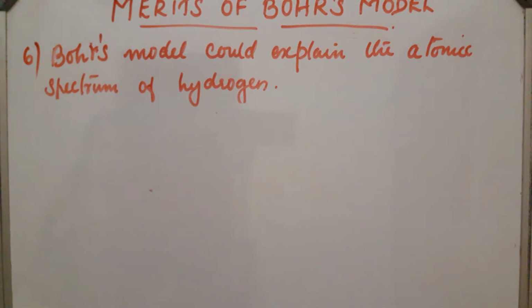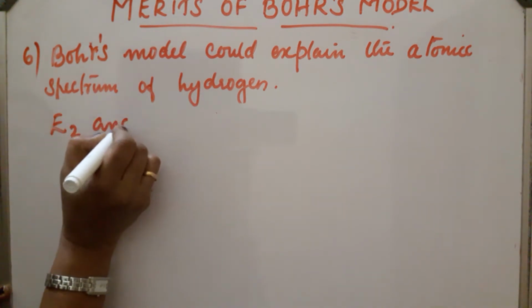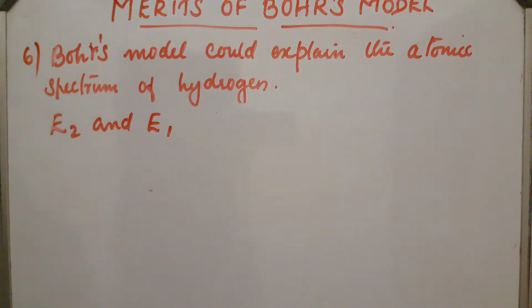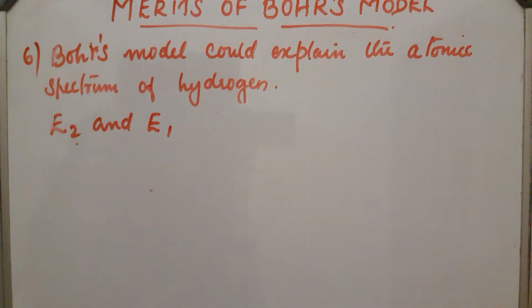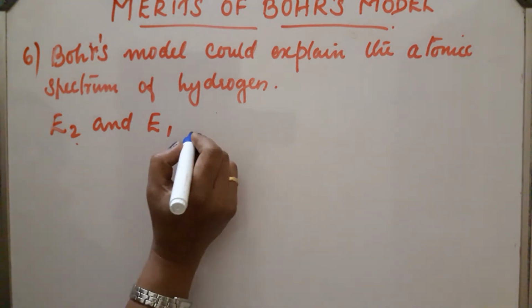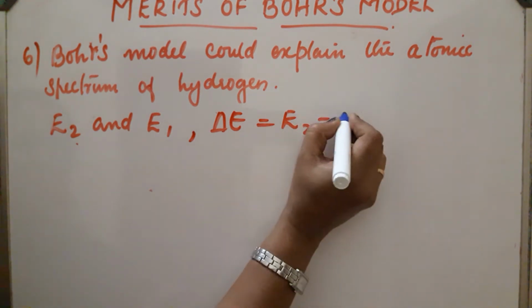According to Bohr, he explained the spectrum of hydrogen by using Planck's quantum theory. According to Planck's quantum theory, E is equal to h nu. So according to Bohr's model, E2 and E1 are the energies of two different energy levels. E2 is the energy of the higher energy level and E1 is the energy of the lower energy level. And delta E is the difference between these two levels.